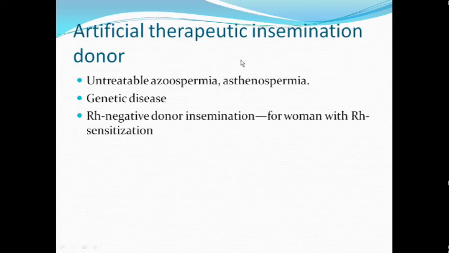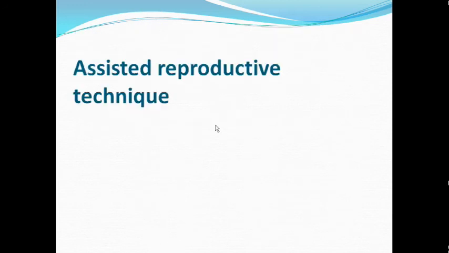Artificial therapeutic insemination by donor is indicated in case of untreatable azoospermia or asthenozoospermia, genetic diseases, or Rh negative donor insemination for women with Rh sensitization. So in these cases you can go for IUI with donor.